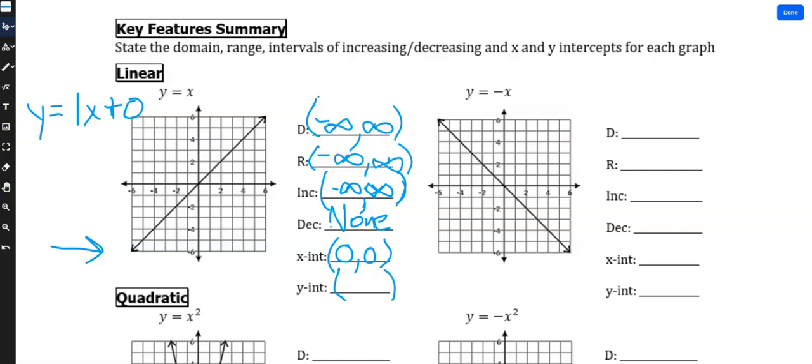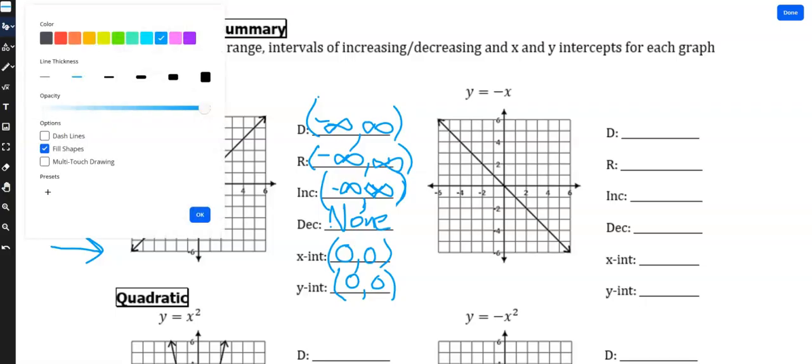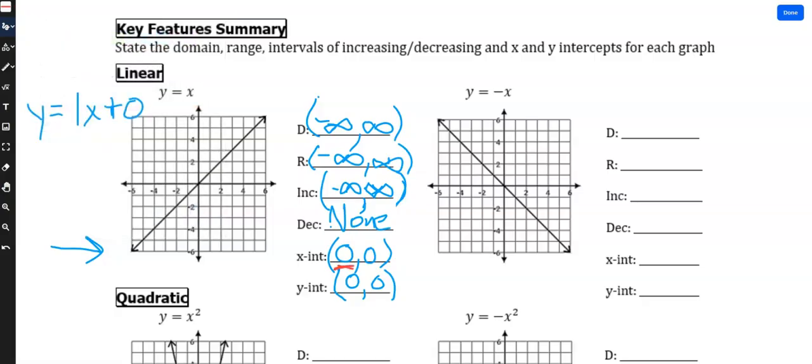Likewise, the y-intercept in this case is exactly the same coordinate, 0, 0 again. Sometimes we only emphasize the x on the x-intercept, and sometimes on the y-intercept we only emphasize the y, because we know the other one is automatically 0.